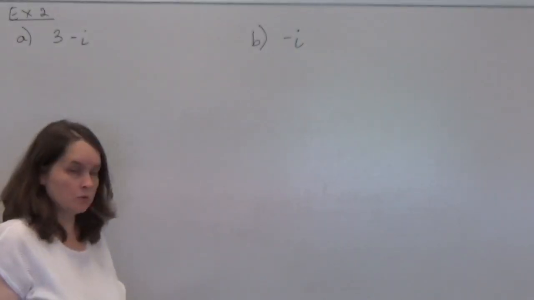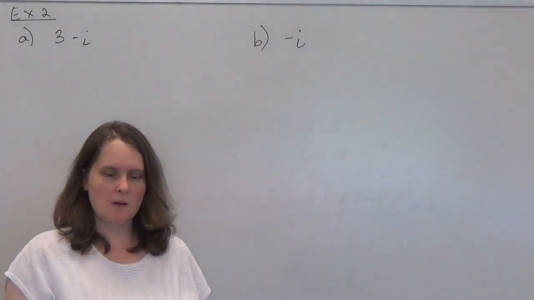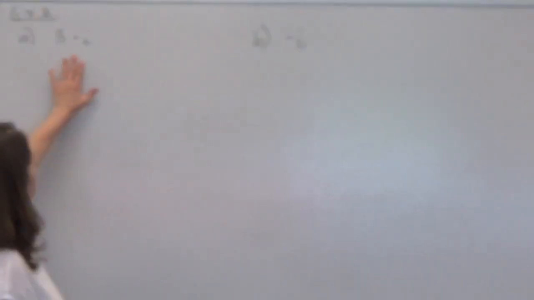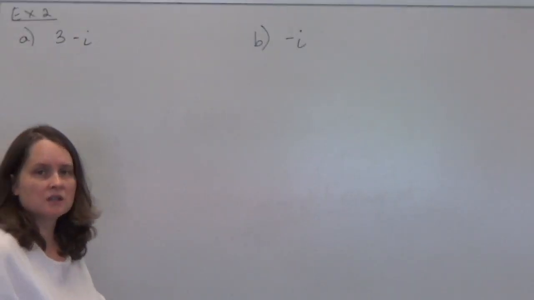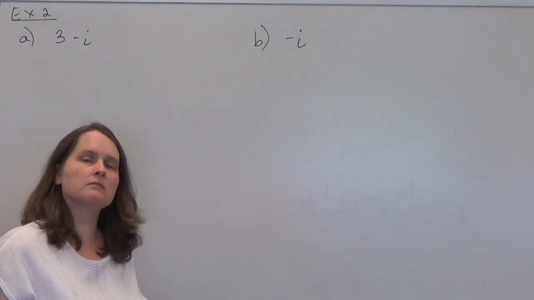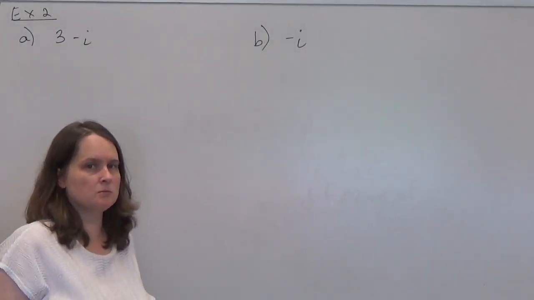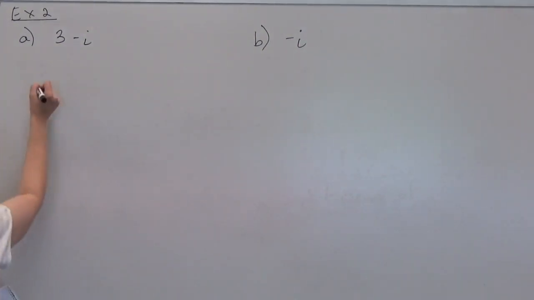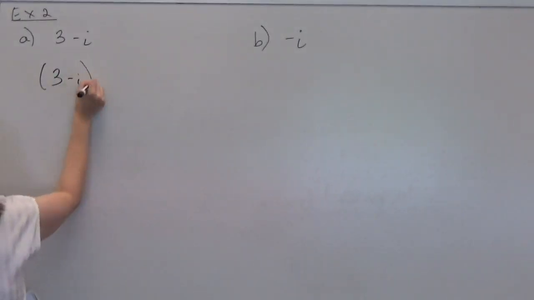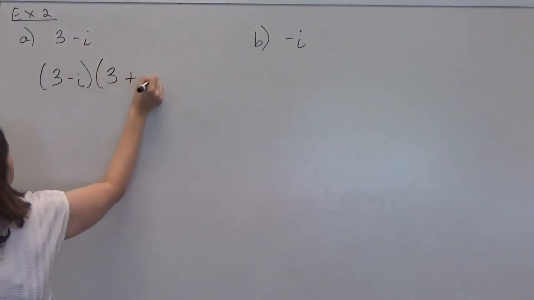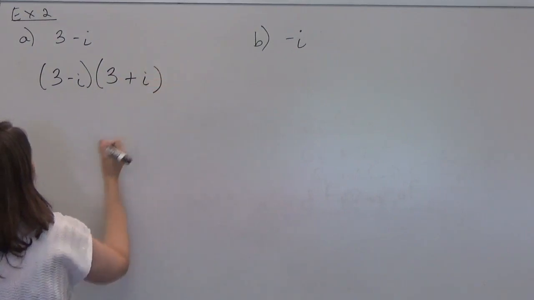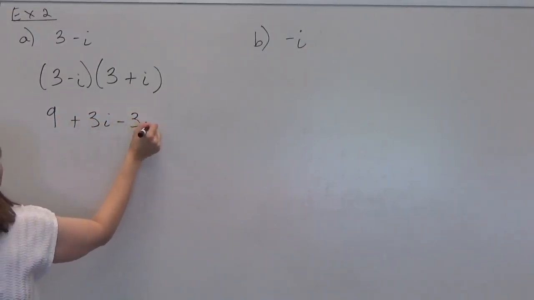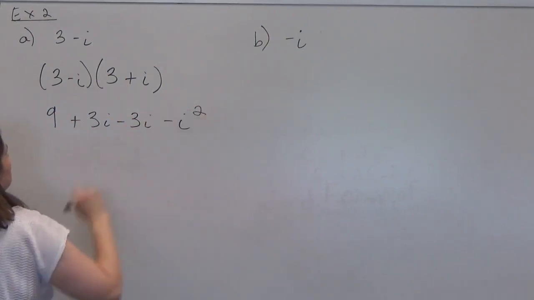In example 2, we are asked to find the product of the given complex number and its conjugate. So for part A, we've got 3 minus i. What is the conjugate of 3 minus i? Well, again, keep the two terms the same, but change the middle sign. So we're going to multiply this by 3 plus i. So we're going to say parentheses 3 minus i times parentheses 3 plus i. And then we can FOIL this. That's going to give me 9 plus 3i minus 3i minus i squared.